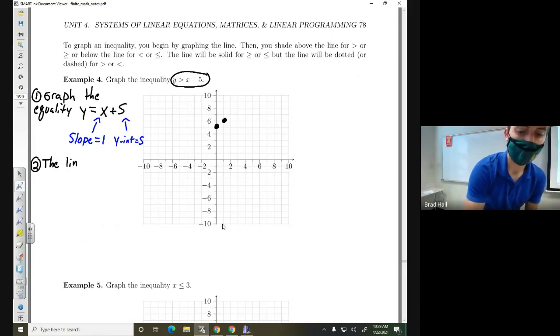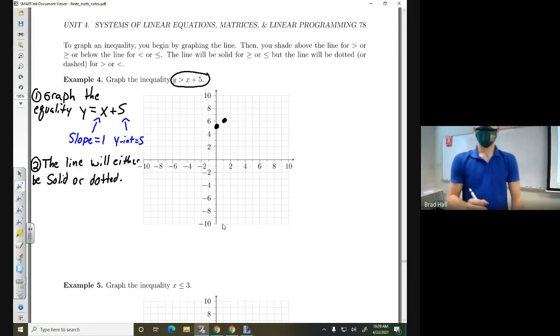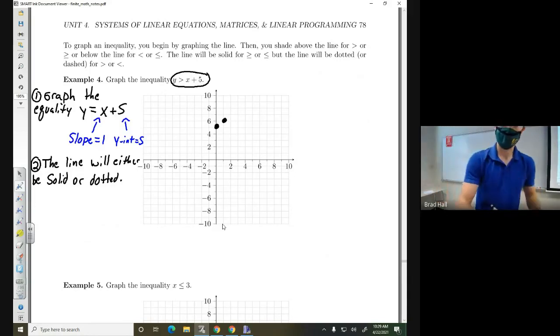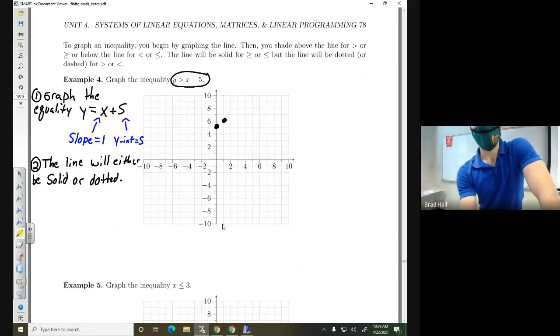The line that we draw will either be a solid line or a dotted line. So how do we know the difference? This one's actually the easiest one to determine. It actually says it at the very beginning here. The line will be solid if you have an equal to sign in your inequality. The line will be dotted if you don't. That's simply it.